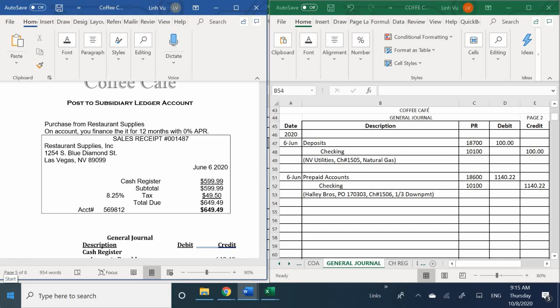Purchase some supplies for the... We purchased a cash register. Good. That's the only one that was purchased.